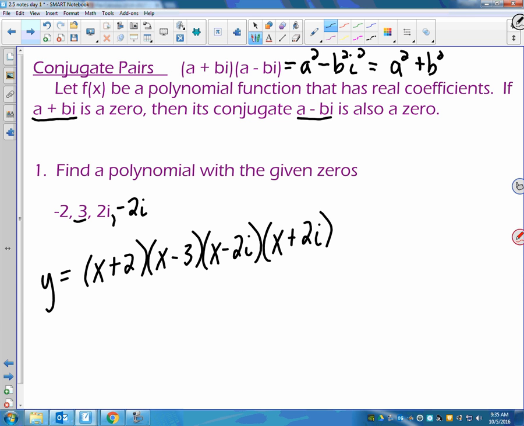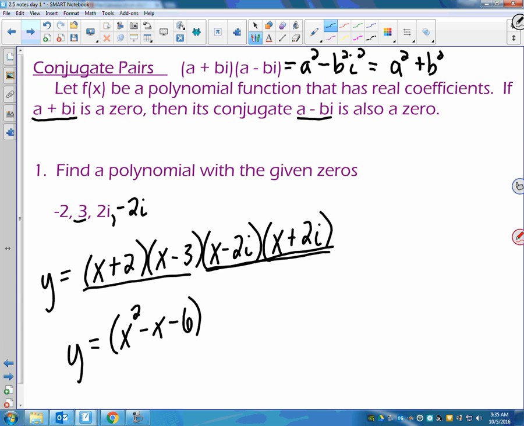Do you get to leave it like this? No, you have to. So I'm going to FOIL these two out. That would give me x squared, and then minus 3x plus 2x is just minus x. 2 times negative 3 is negative 6. And then my other piece of advice to you is FOIL your conjugate pairs together, because otherwise you're going to have i's in your problem, and it should all work out, but it becomes really ugly algebra. So FOIL that out, and you should get something that's a real number.